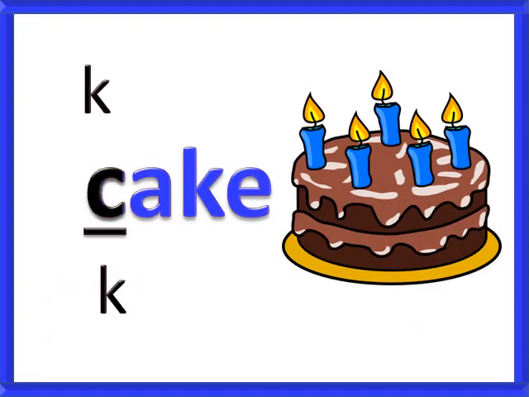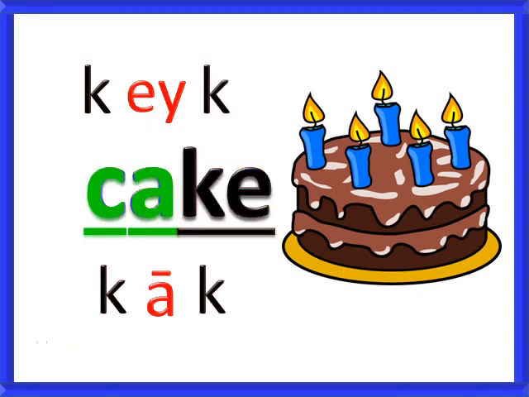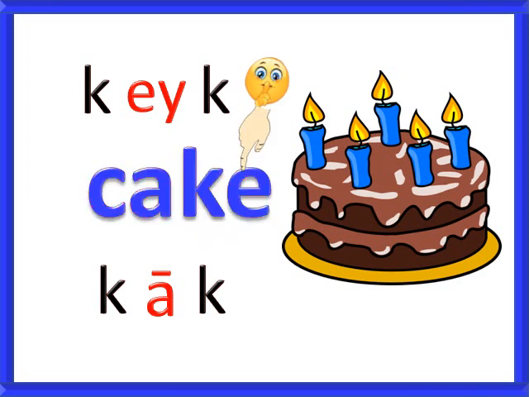Cake. K. A. Cake. E is silent. And you see the C made the K sound? C rule now. C come next. C come before A, O, U, it's going to make the K sound. K, K, K. If C come before E, I, Y, it's going to make the S sound. And over there, we have a birthday cake with 5 birthday candles on the birthday cake.